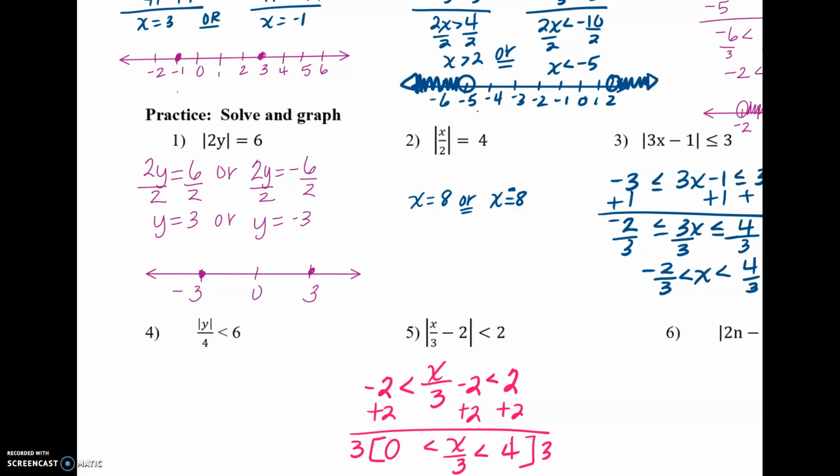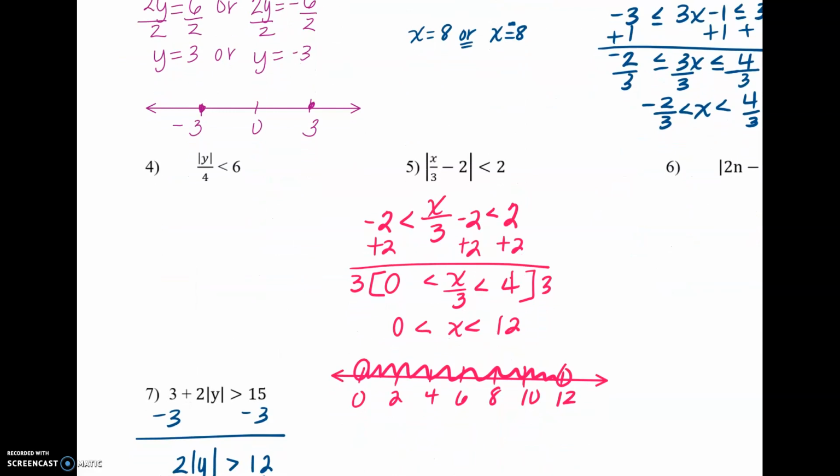Number 4, the absolute value of y divided by 4 is less than 6. Okay, so first you're going to write it as an and, so you'll isolate the absolute value in between there and then multiply by 4.